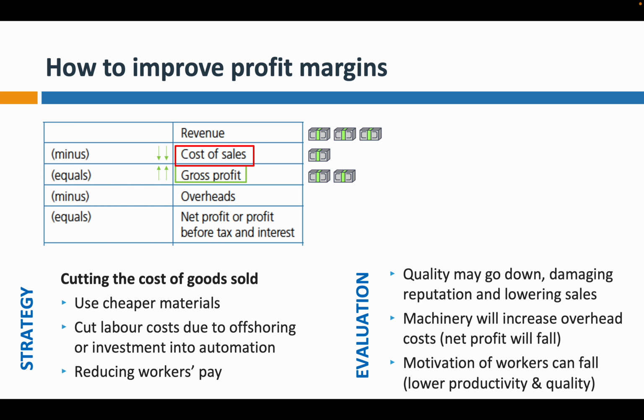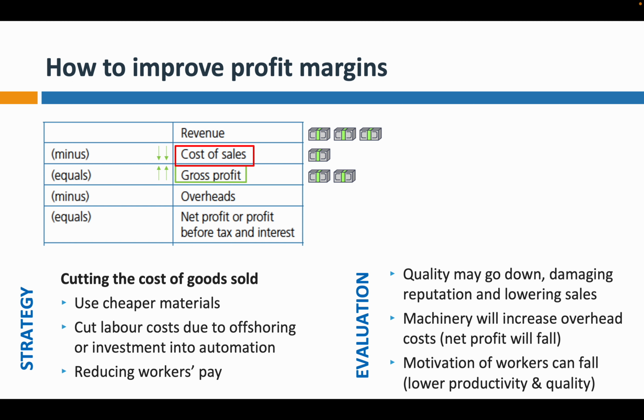Another example of what can happen is if you buy some machinery in order to automate your production, then yes, this might decrease gross profit because you're not going to have to pay any workers. However, it might increase your overhead costs. And if that happens, then your net profit will fall. So it will have a different effect on your net profit.